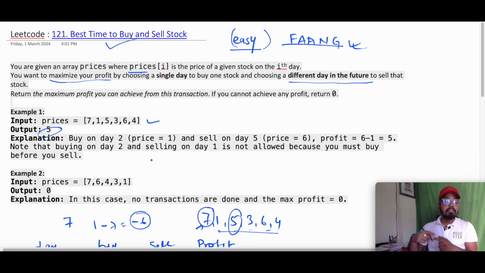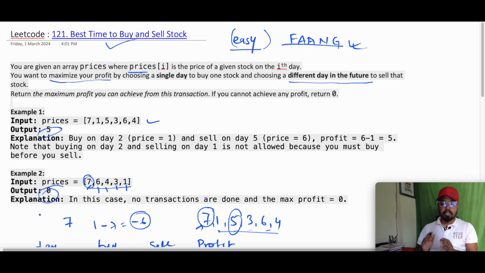Now take another example. Here the elements are 7, 6, 4, 3 and 1. Suppose you purchase the stock at 7, you will not sell it, because if you purchase at 7 and sell at 6, you will be in loss. So there is no profit. The same holds for 4, 3 and 1. If you are not getting any profits, then you can return 0.